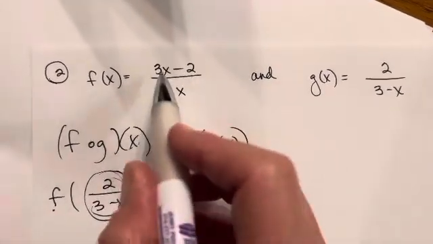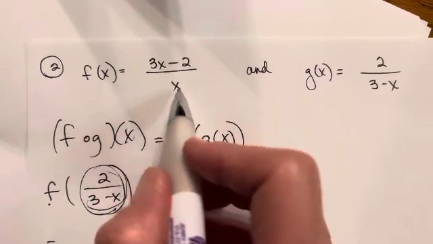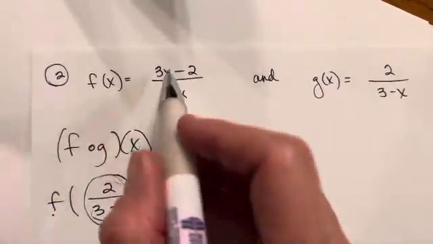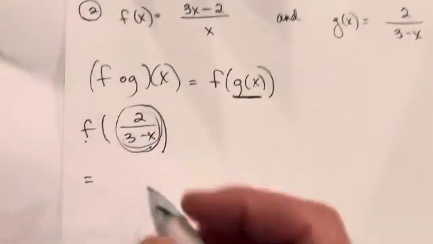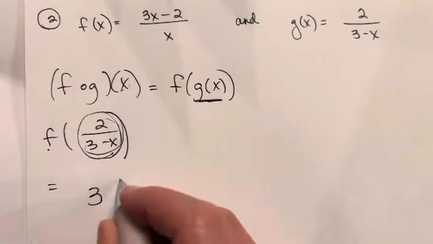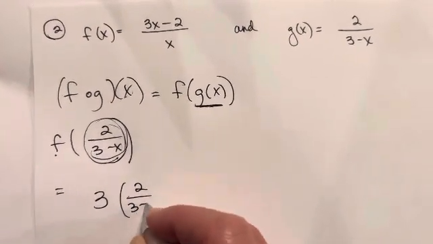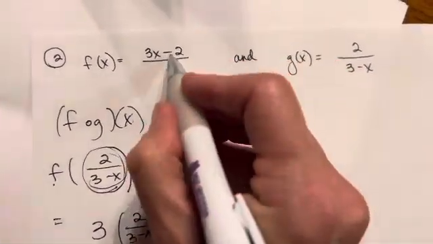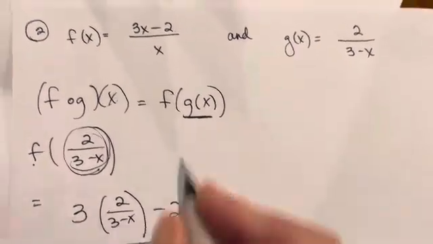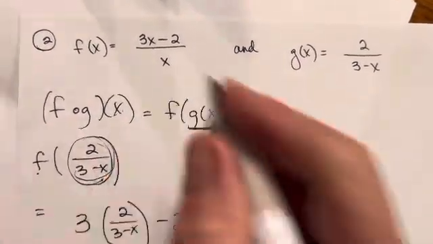Here it is, and everywhere you see an x, 2 places right there, you have to plug this entire thing in both places. Okay, so let's just get started. 3, instead of an x, I'm going to put this entire fraction in there, 2 over 3 minus x. Then it says minus 2, okay, all over, and instead of the boring x, we're going to put in the entire function.